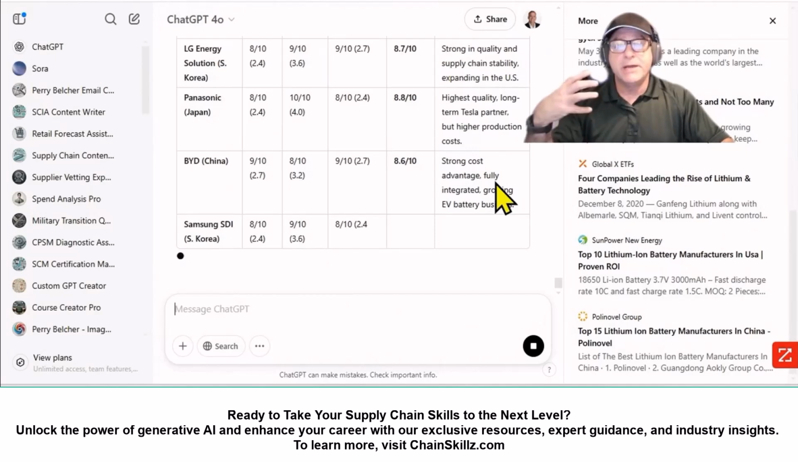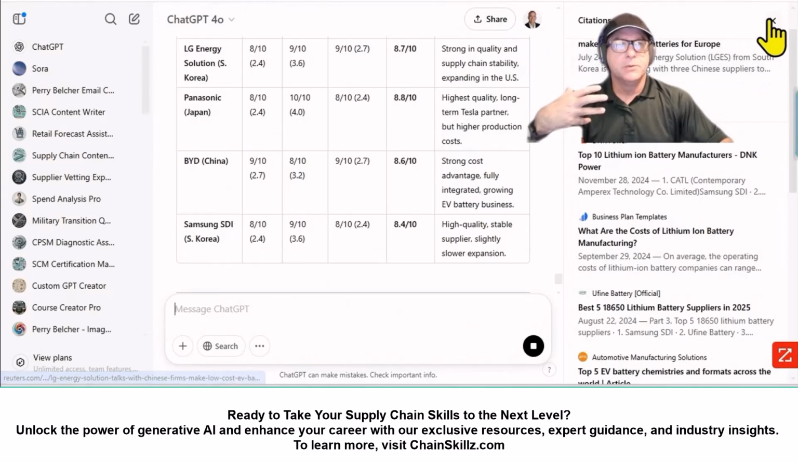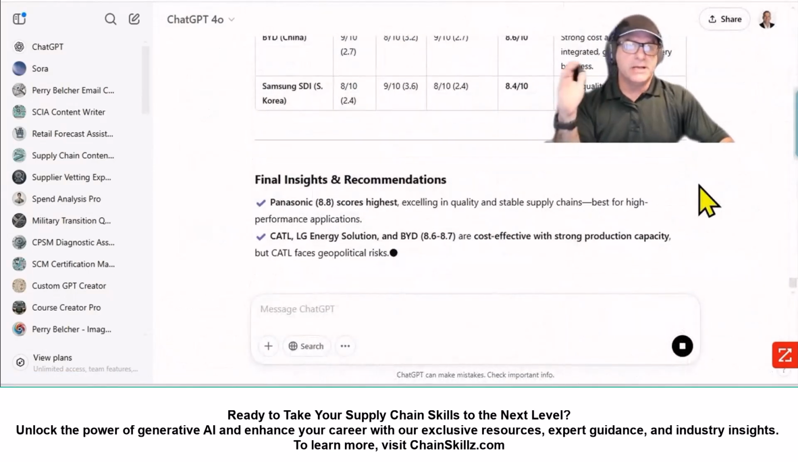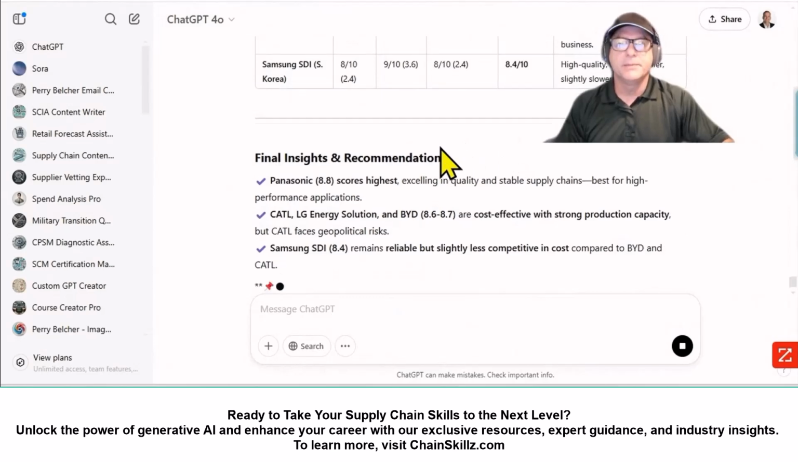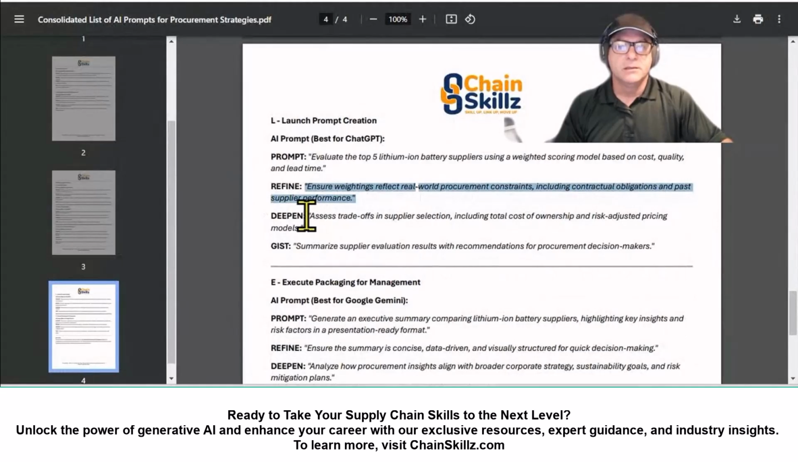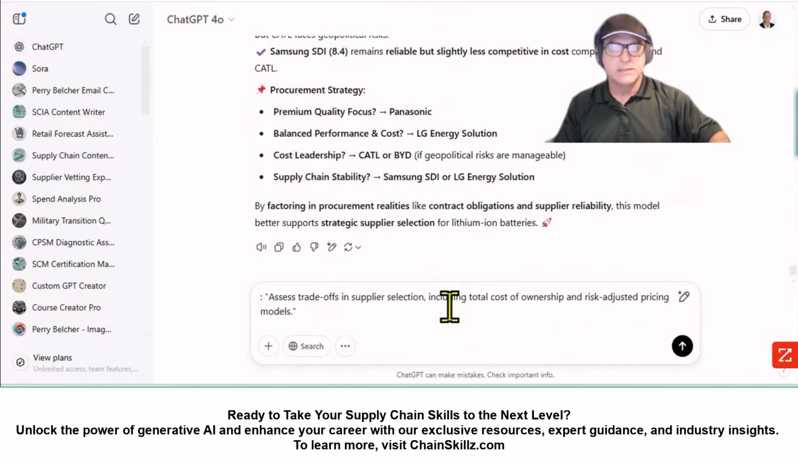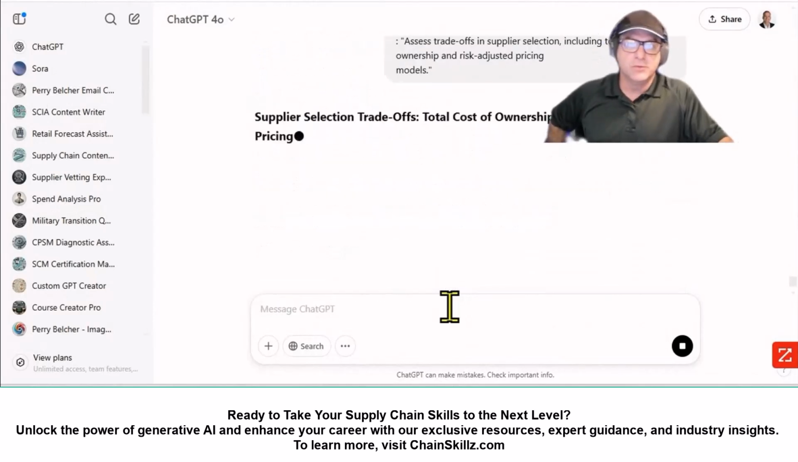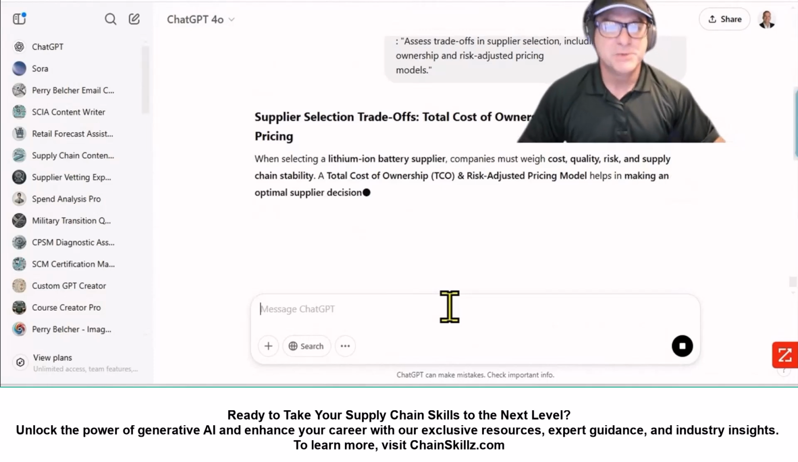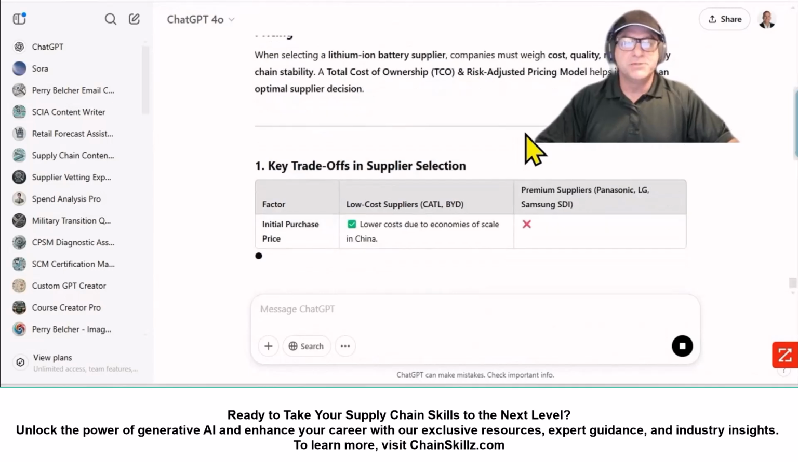Now I know how long, if I was responsible for researching this, I would definitely want to be digging into where is this information coming from, but how long would it take you to consolidate all this together, right? Says trade-offs, supplier selection, including total cost of ownership and risk-adjusted pricing models. Oh, it's going to be a heavy lift. Let's see what it does. This is Gartner level research, right? Where Gartner comes in and they do all this good stuff. Supplier selection, trade-offs.